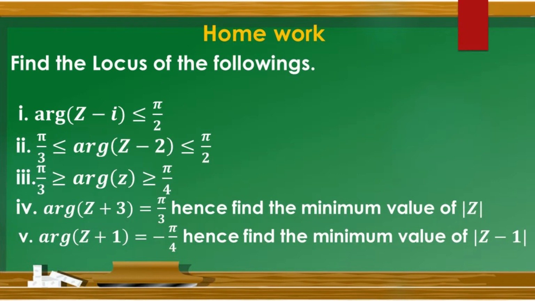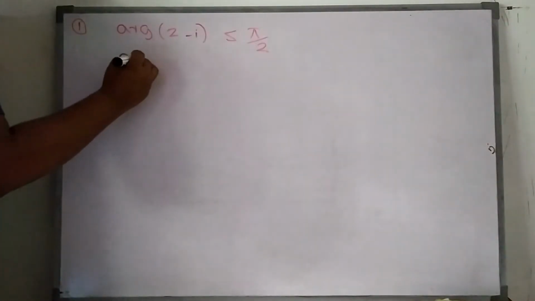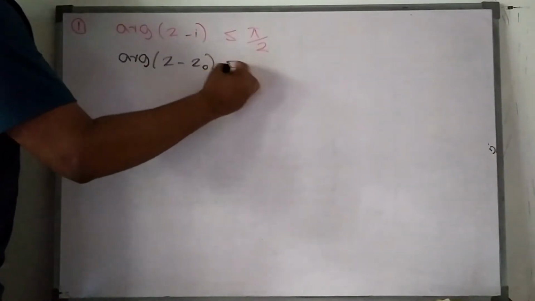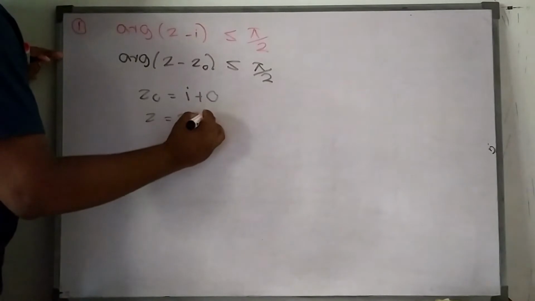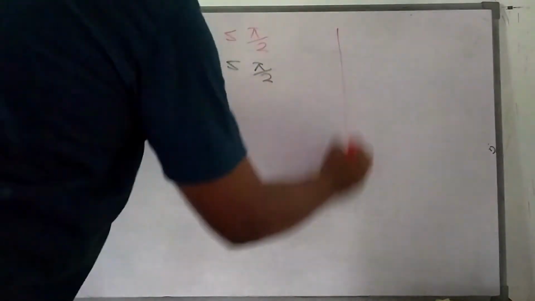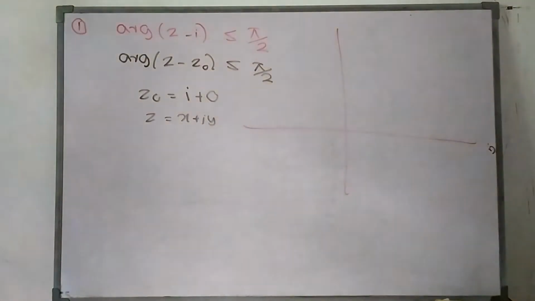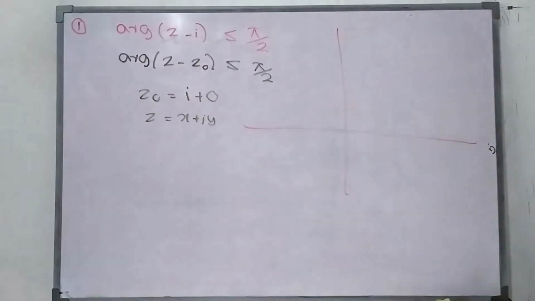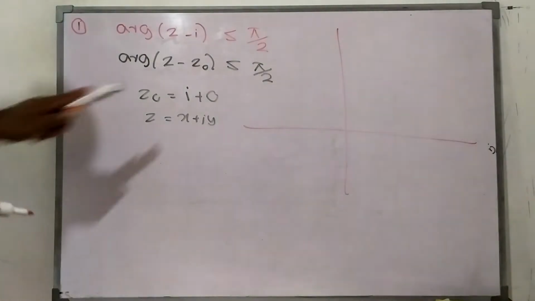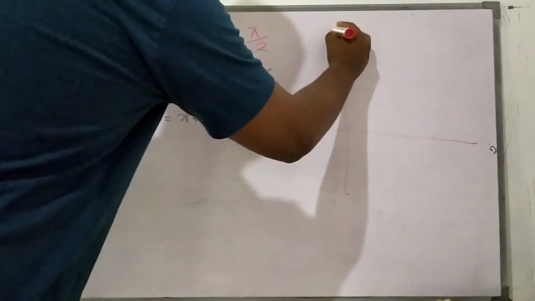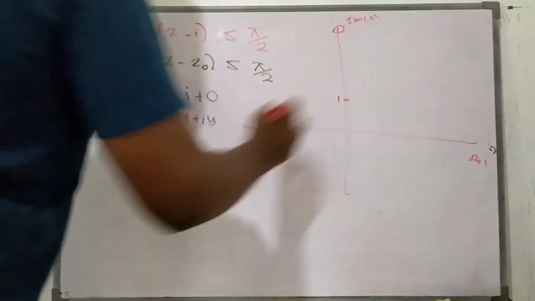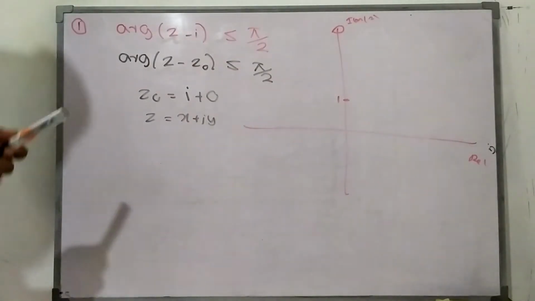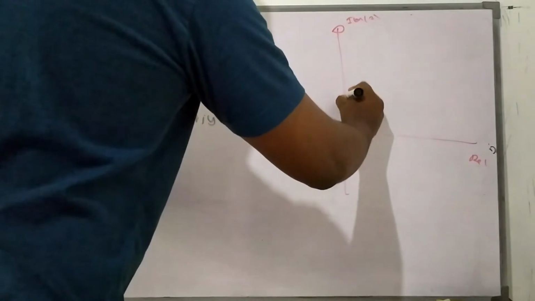Okay children, we'll see how to do this one. Argument of z minus i equals pi by 2. This is again z minus z naught, no? z naught is i plus 0. z means x plus iy. And therefore z naught is located at imaginary, real, here, and it's 90 degrees. So the 90 means this way.